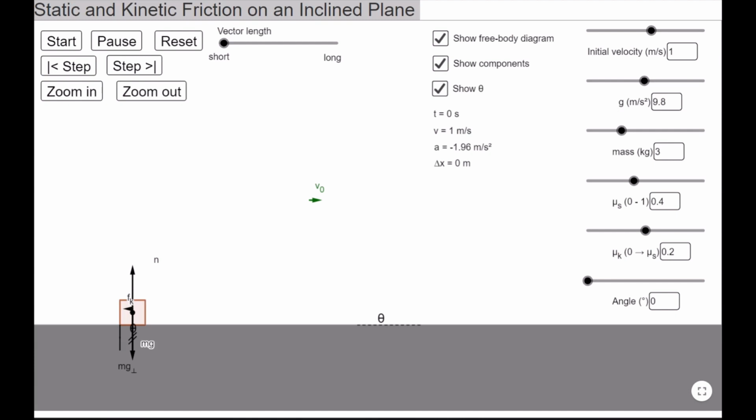So if I start the simulation, the distance taken is, as we can see, 0.255. When I set the initial velocity as 2 meters per second and start the simulation, as we can see, the delta x is 1.202 meters.